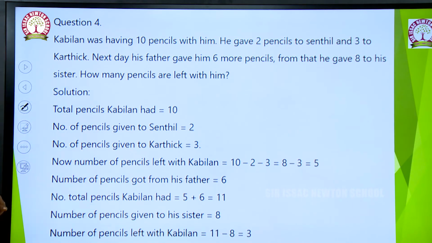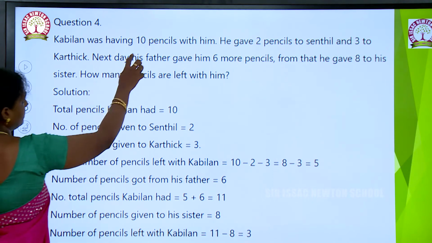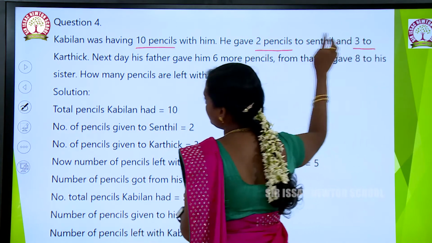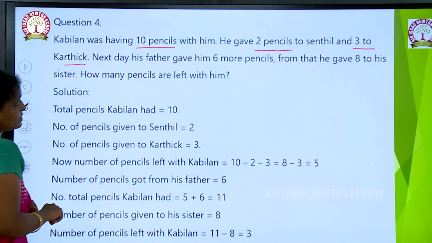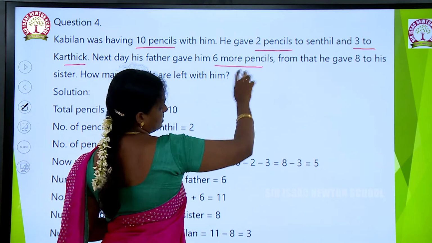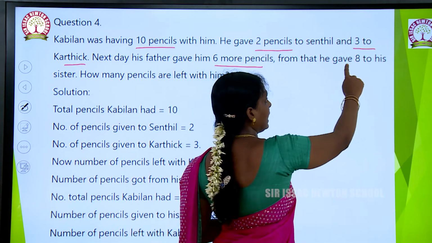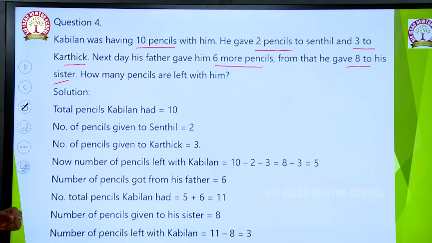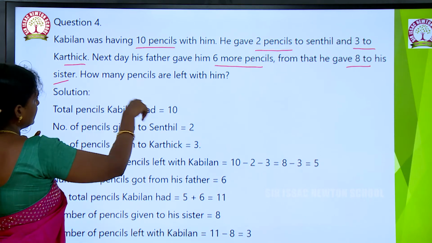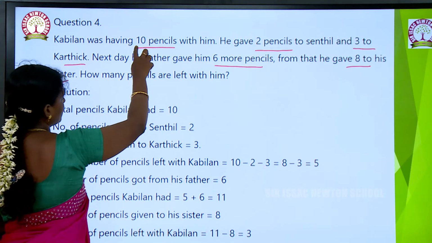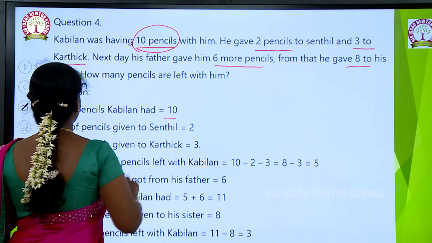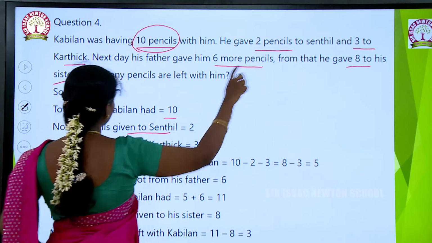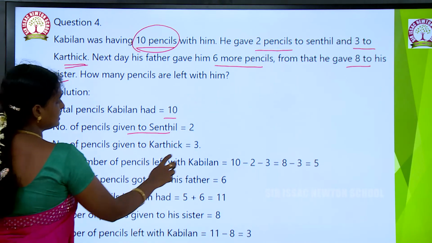So question number 4. Kabilan was having 10 pencils with him. He gave 2 pencils to Sendil and 3 to Karthik. Next day his father gave him 6 more pencils. From that he gave 8 to his sister. How many pencils are left with him? So you have to find the total number of pencils. The total number of pencils is 10, and the number of pencils given to Sendil is 2, and the number of pencils given to Karthik is 3.